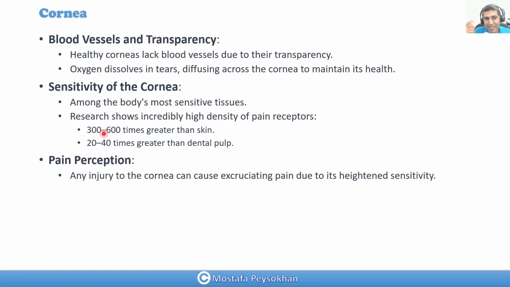And the dental pulp has a lot of pain receptors, and all people are very familiar with that kind of pain, but even the cornea has 20 to 40 times more than that of the pulp. So any injury to the cornea can cause huge pain because we have a lot of pain receptors in that area.